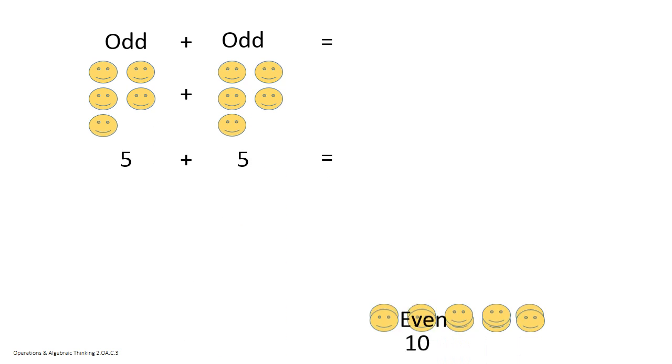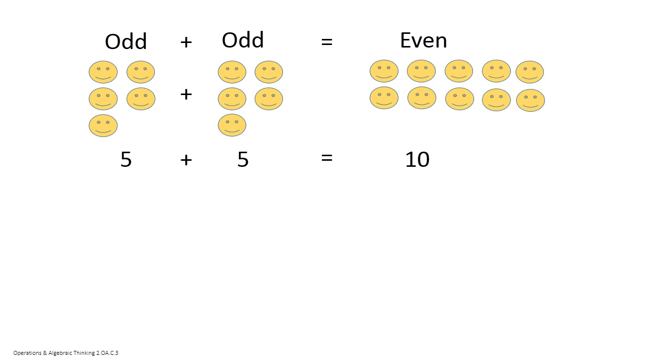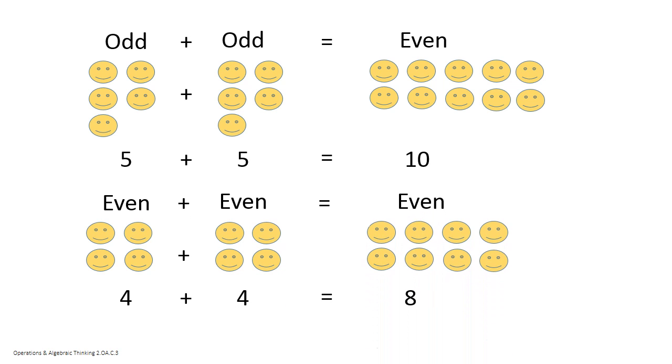This standard requires that students understand that an odd number plus an odd number equals an even number, such as 5 plus 5 equals 10. Students should be able to use drawings to show their answers. They should also understand that an even number plus an even number equals an even number, such as 4 plus 4 equals 8.